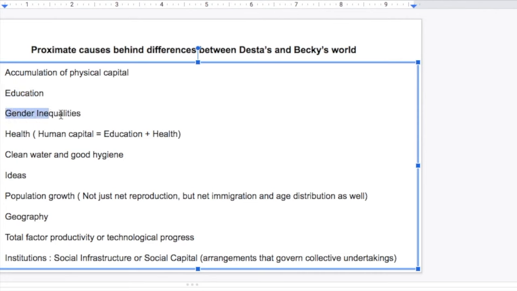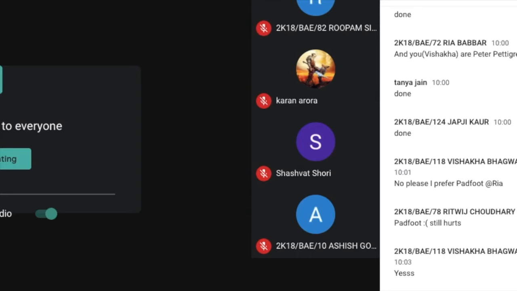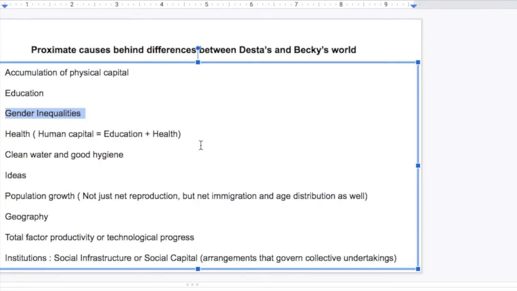Gender inequalities is something I think nobody mentioned in their list, but gender inequalities also play a huge role in explaining the differences. More developed economies tend to have a more equal distribution of resources and roles across different genders, whereas lesser developed economies tend to have more gender inequality.